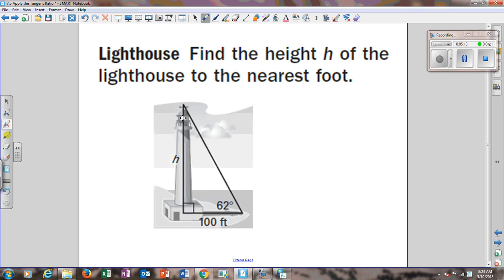All right. Find the height h of a lighthouse to the nearest foot. So in this case, we have tangent of 62 equals opposite, which is h, over adjacent, which is 100. Now you just have to get h by itself. How do you get rid of the 100? You're dividing it, so you multiply. This gives you 100 times the tangent of 62. Put that right in your calculator. You get that the height is 188.07.